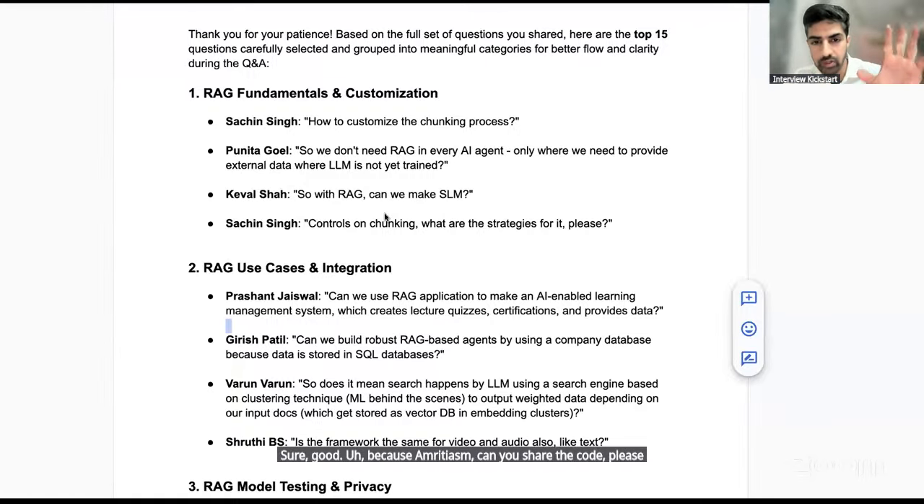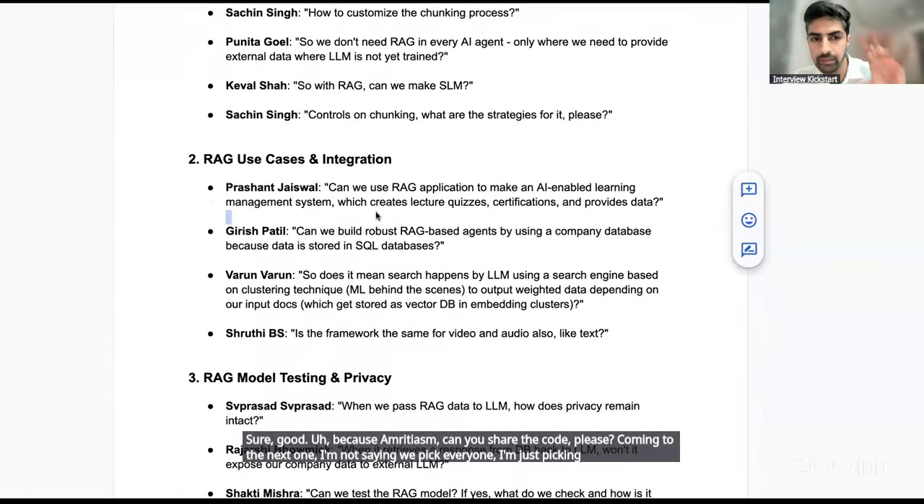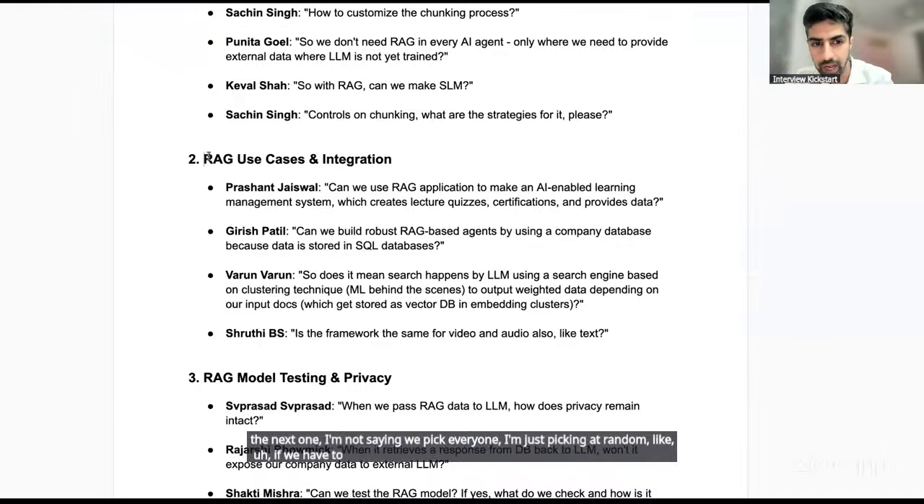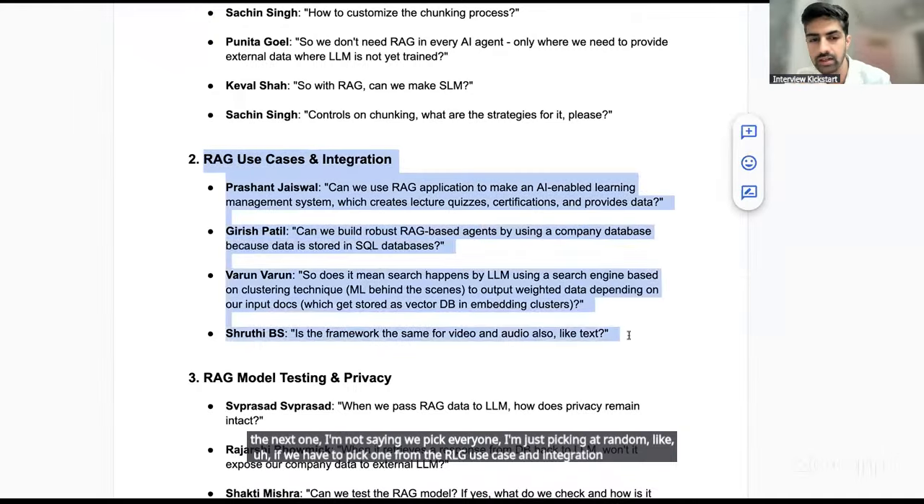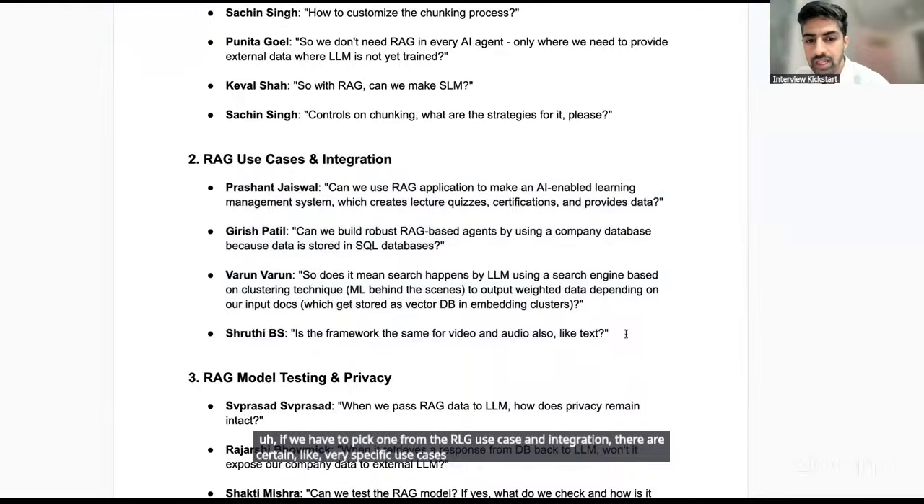Coming to the next one, I'm not saying we pick everyone. I'm just picking at random. If you have to pick one from RAG use case and integration, there are certain very specific use cases. For example, is the framework the same for video and audio also, like text? Is it the same? This is from Shruti.